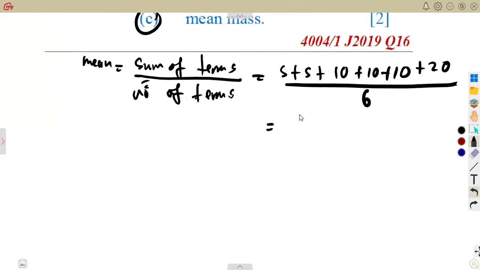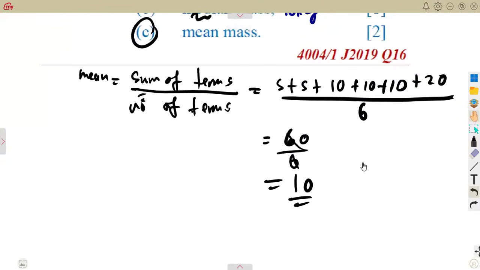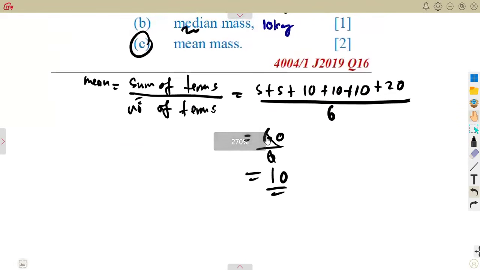So adding these numbers, you're going to obtain 60. Then you divide by 6, and that was going to give you 10. So that is how you can easily calculate your mean.